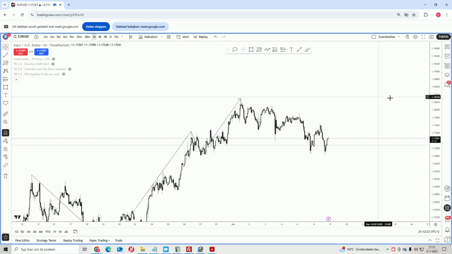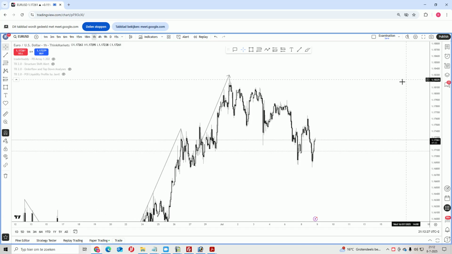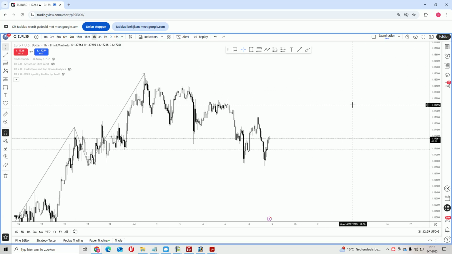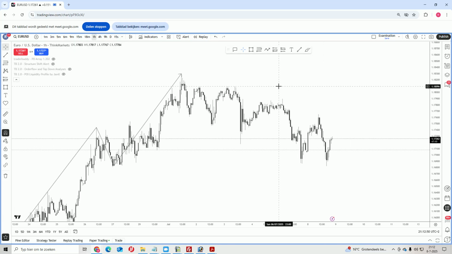What I wanted to show you guys is actually the use of the Trader Body PD array indicator, because I still have the feeling that some people do not mark the structure correctly. Especially with the indicator, it's pretty straightforward.